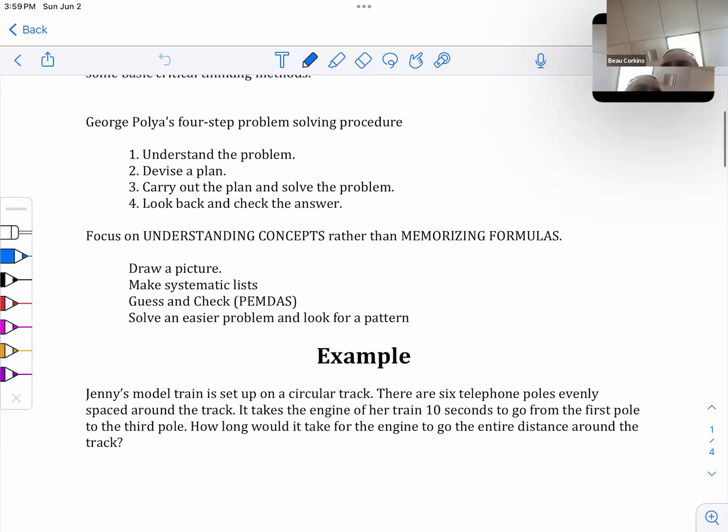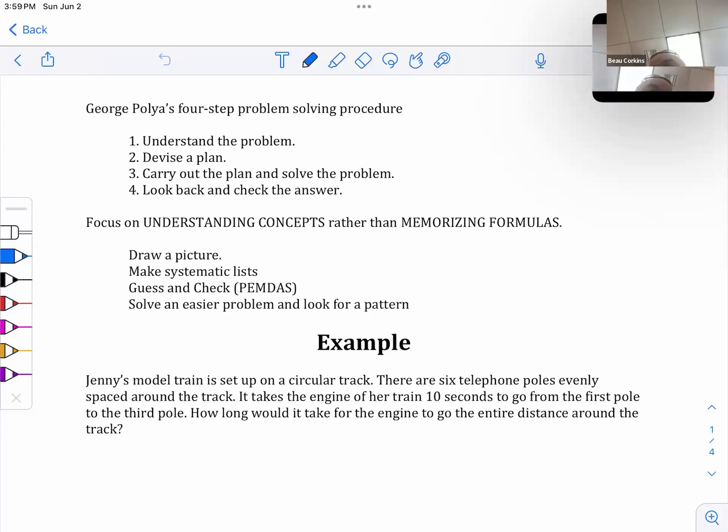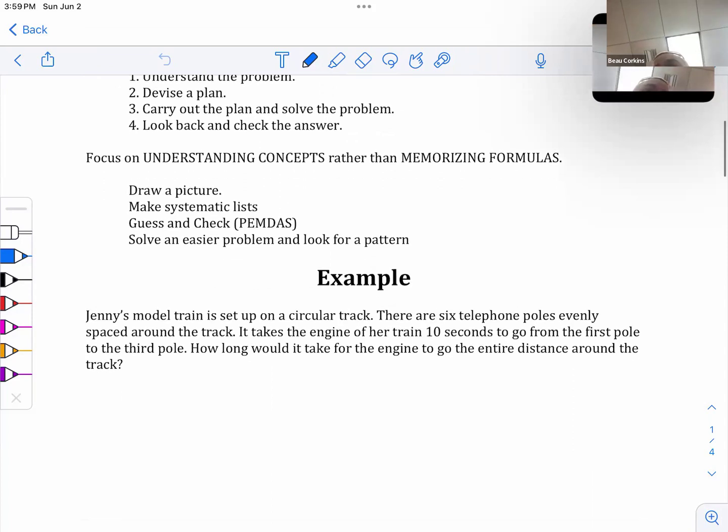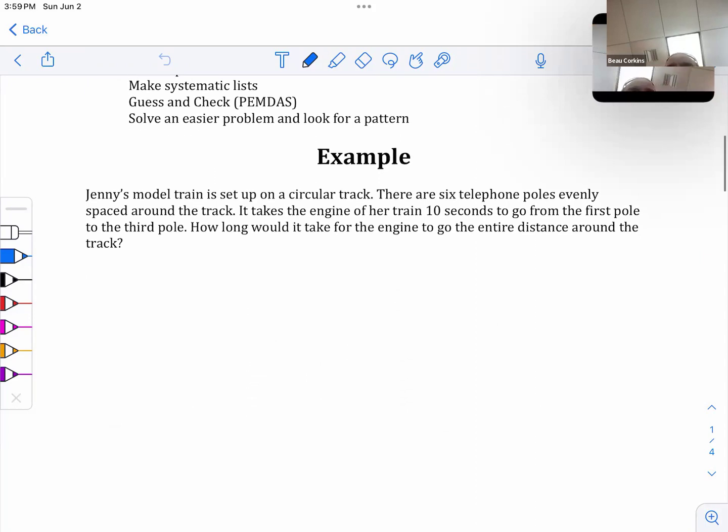Drawing a picture, making a list, guess and check, PEMDAS, right? Parentheses, exponent, multiplication, division, addition, subtraction, and solving an easier problem.